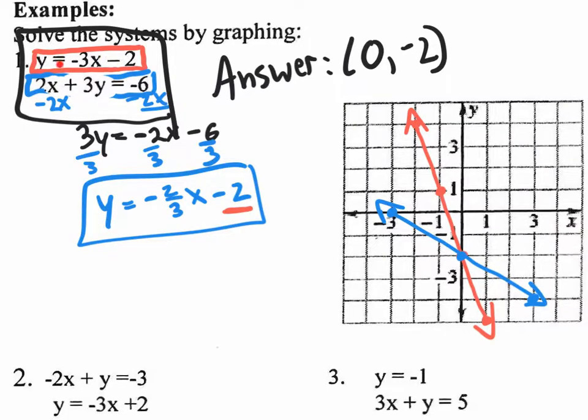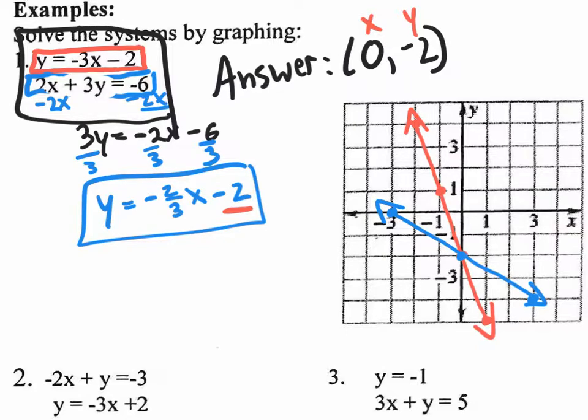Now, what does that mean in terms of the system? That means that your x value is 0 and your y value is negative 2. That's the only pair of numbers that'll give you a true statement in both the top equation and the bottom equation. That works for both. There is no other pair of numbers in the world that you could plug in that would work for both the top and bottom equation on this system.